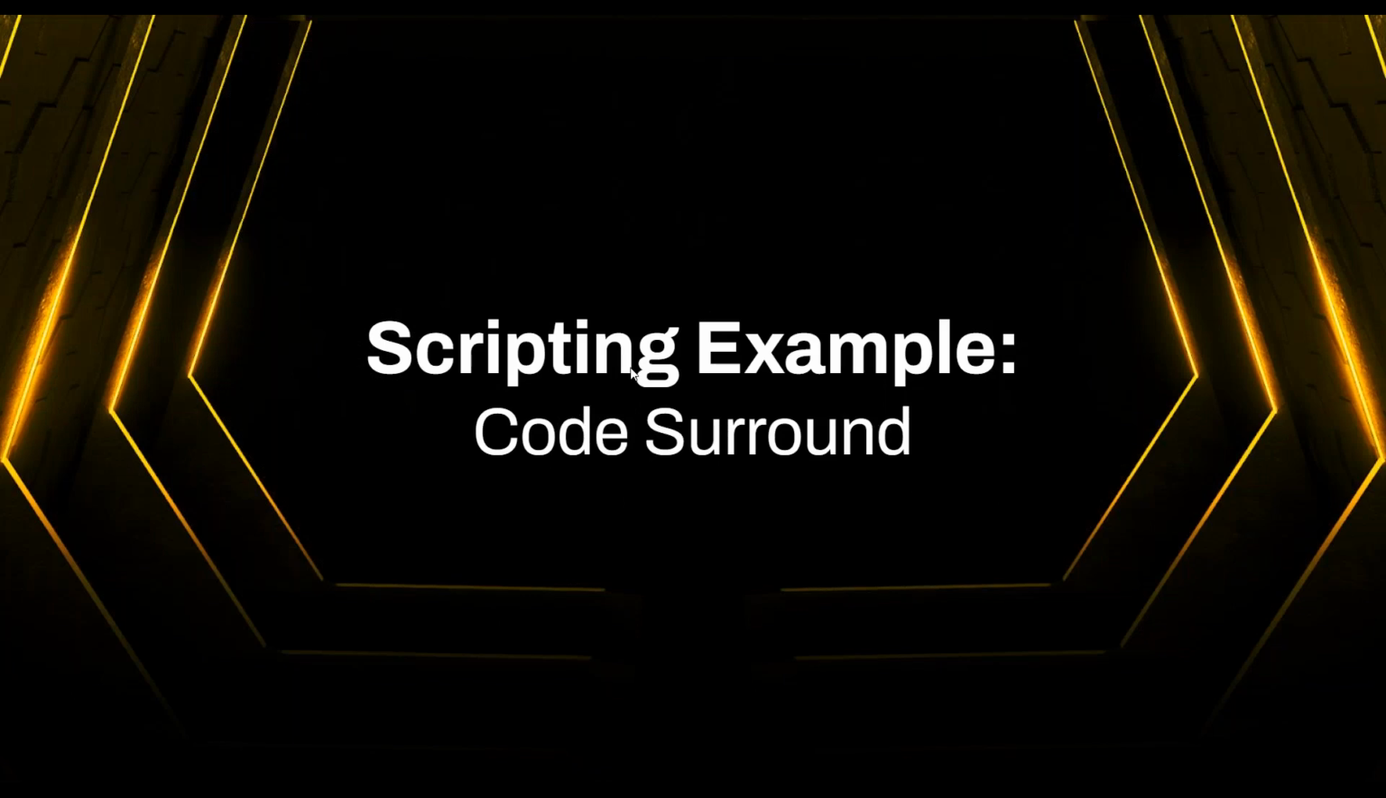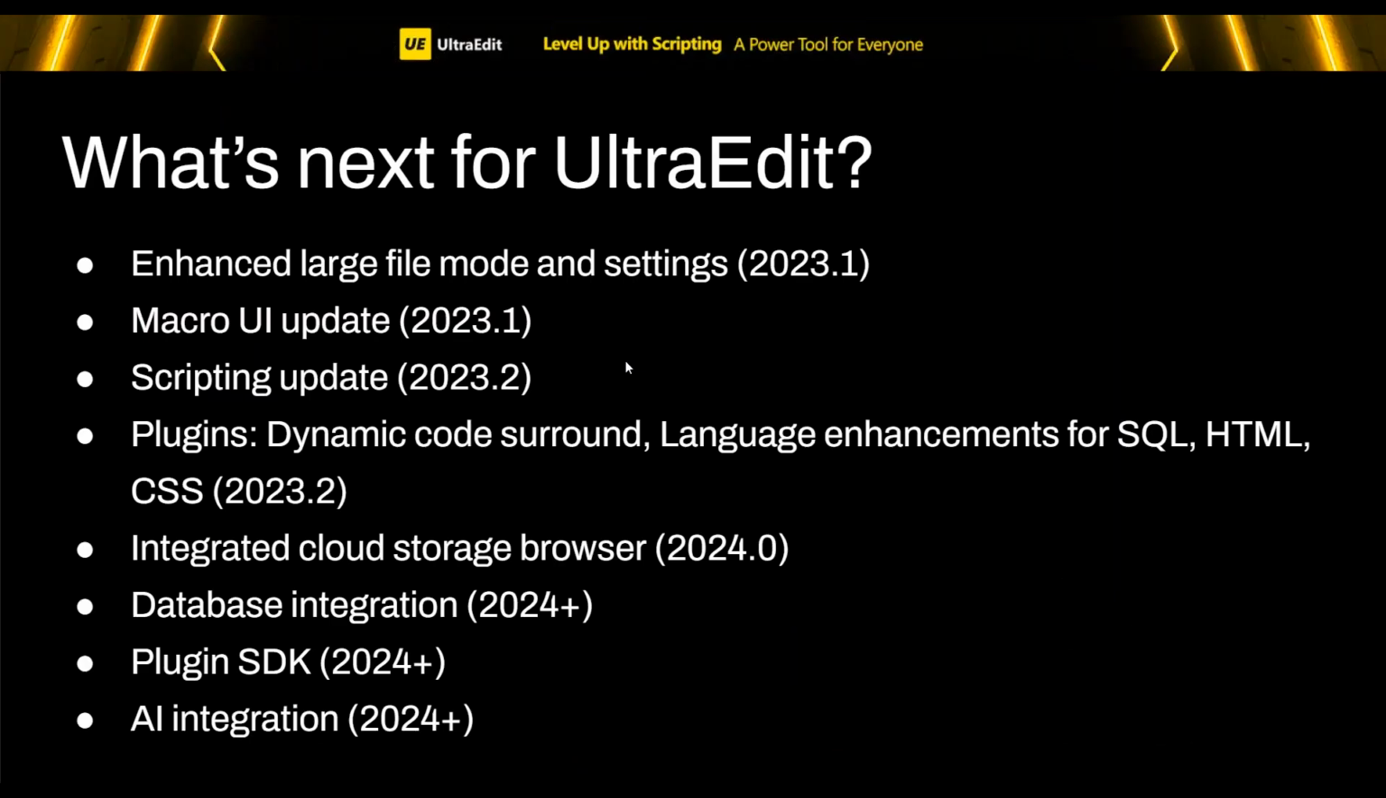So we looked at the split large file script and the code surround script. So let's look at what's coming up next for UltraEdit. First thing is something we talked about in a previous webinar. It's getting a lot closer. In fact, it's going to be in the next release of UltraEdit, which should be in the July or August timeframe. That's going to be UltraEdit 2023.1, and we're going to have an enhanced large file mode and settings.